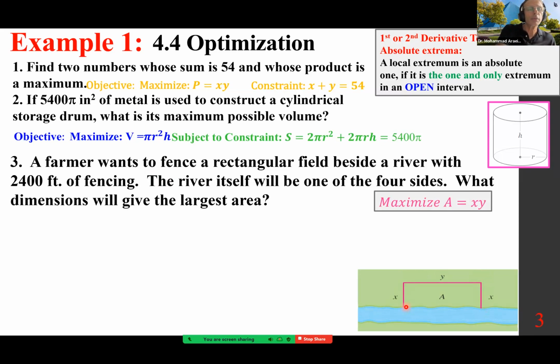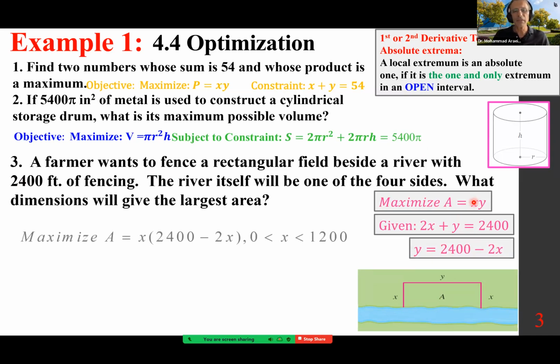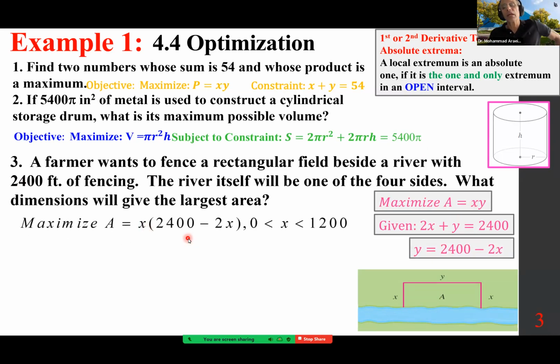Subject to this much fencing, which is x and x, 2x plus y. Remember, it's normally 2x plus 2y. However, this side doesn't need any. You solve for y and you put it in there. And now you're dealing with a function of x.